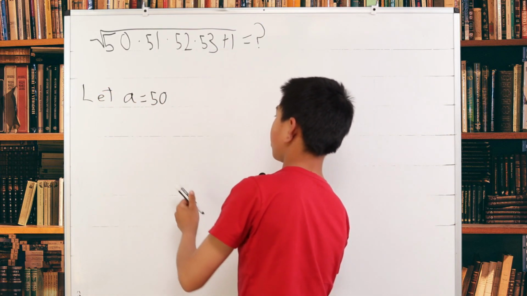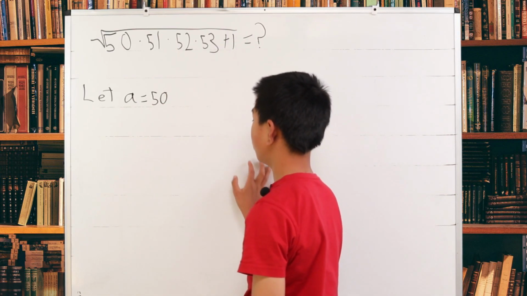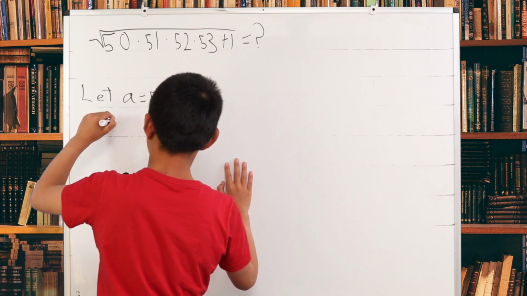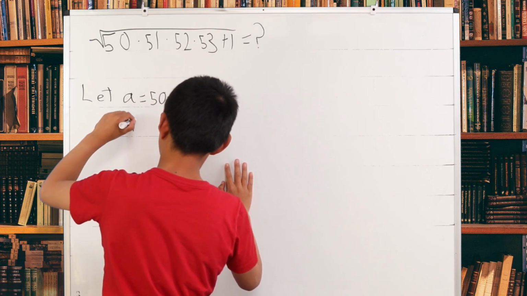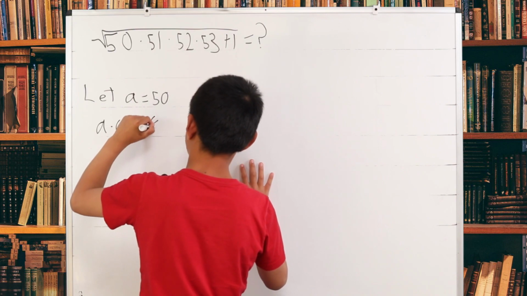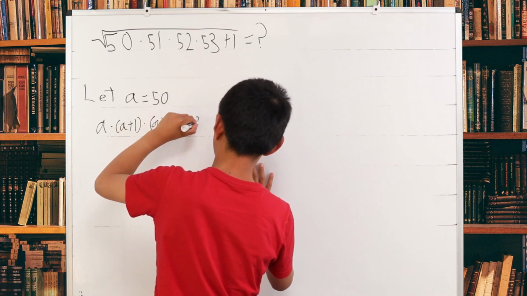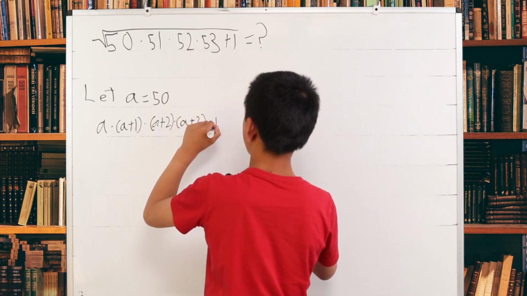Now we input this value of 50 into what we have to solve. So it's now the square root of A times A plus 1 times A plus 2 times A plus 3 plus 1.